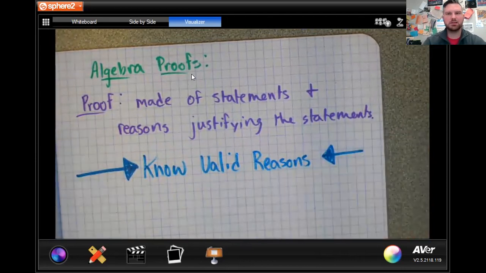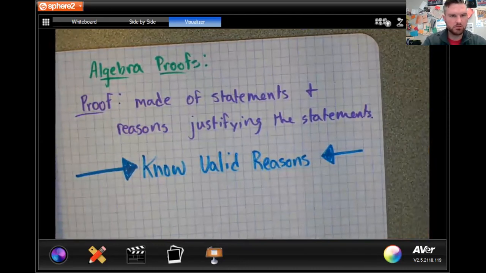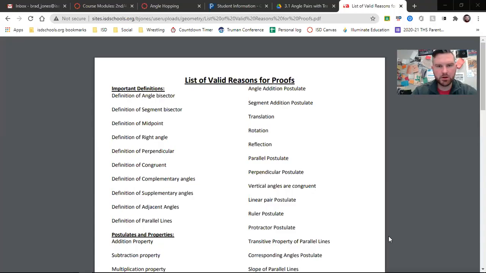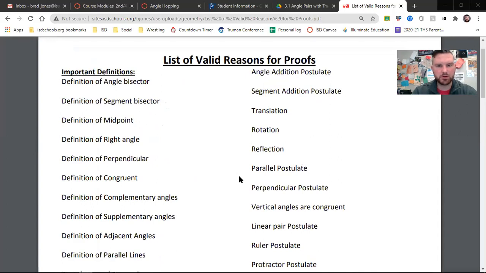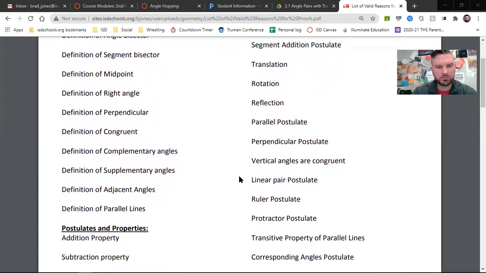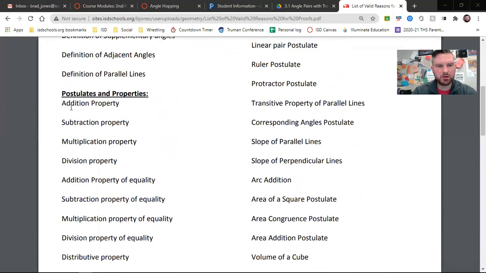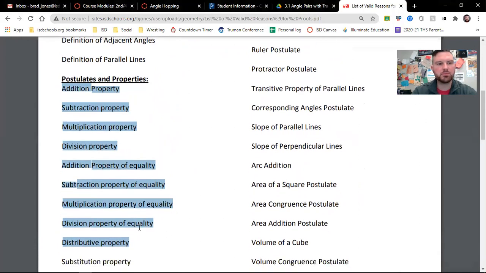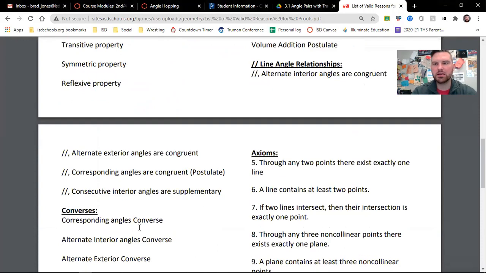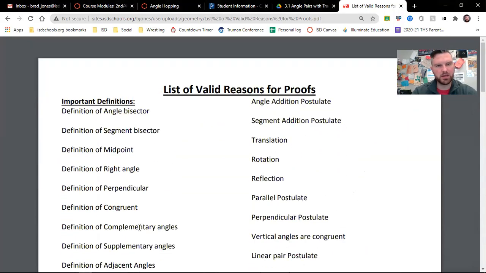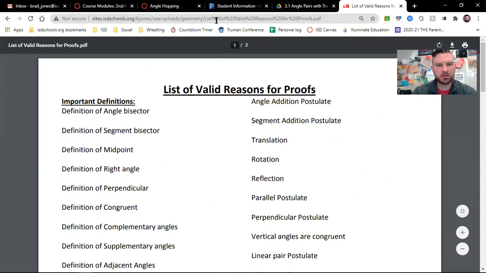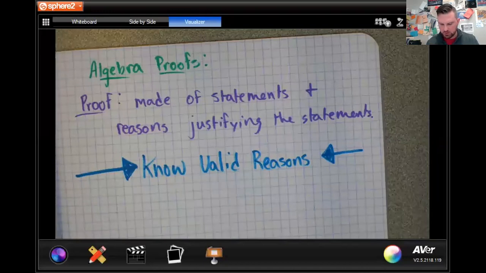Okay, and that list of valid reasons, let me look it up here. Is right here. Okay, here is the list of valid reasons paper. And it goes through a ton of these. We've talked about some of them before. Some of them, like these right here, are from Algebra 1. And then these are all the reasons or justification statements that you can make. So if it's not on here, you're not going to make it. Okay. So let's get back to the notebook here. So you need to know your valid reasons.